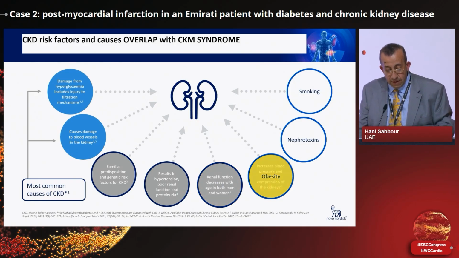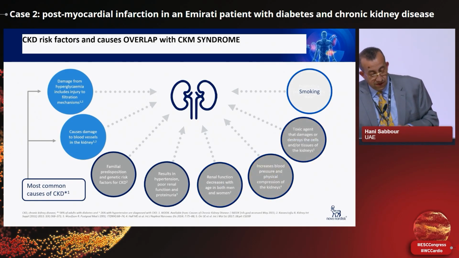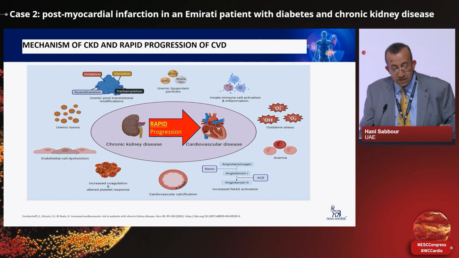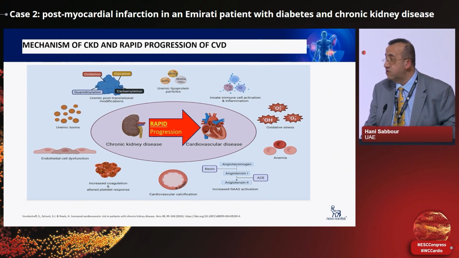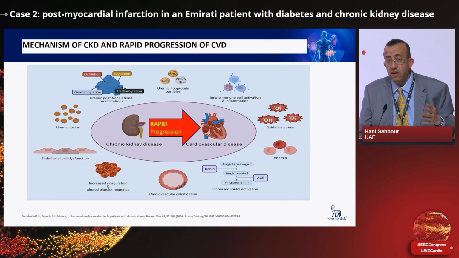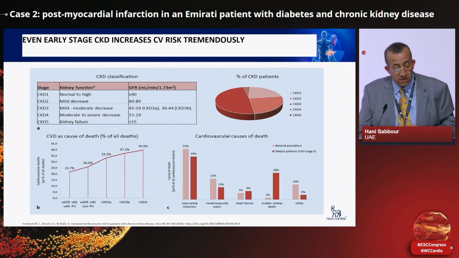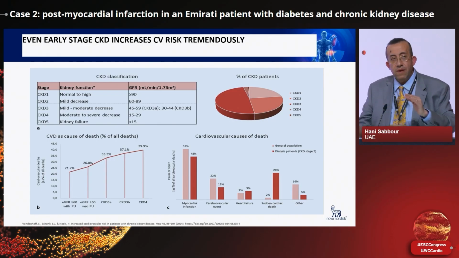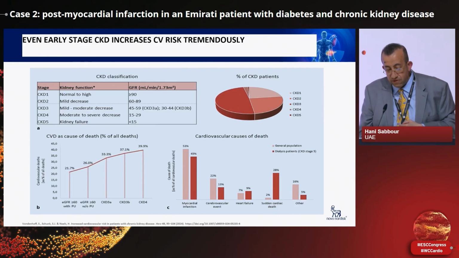All right? And why does it happen? Mostly, sorry, there's too many innovations here. Because kidney disease causes rapid progression of cardiovascular disease due to oxidative stress and inflammation, so it contributes to systemic inflammation. And if you look at the classification of CKD here, your CKD change simply to CKD3 increases your mortality by 30%. So this is why we have to be very attentive to the kidney as cardiologists as well.